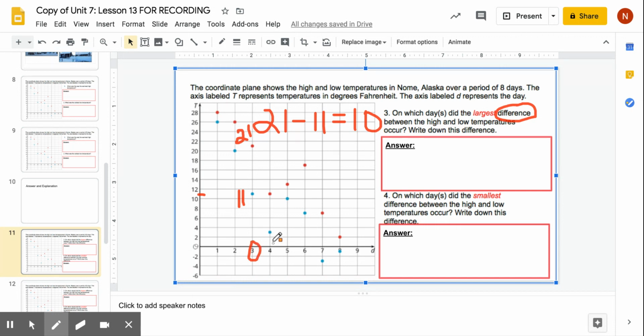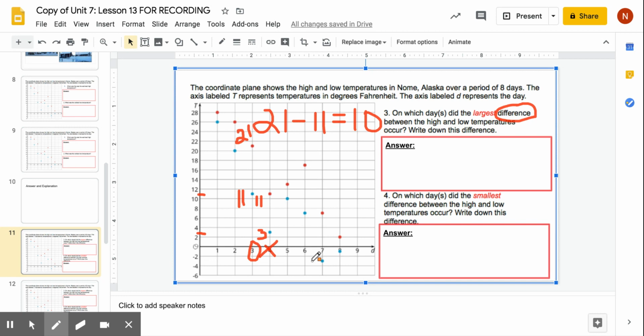If I look at day 4, I am comparing the low temperature, which is in between 2 and 4, which is about 3. And the high temperature is 11 as well. If I subtract 11 minus 3, I know that that's not going to be greater than 10. So day 4 can't be the one.